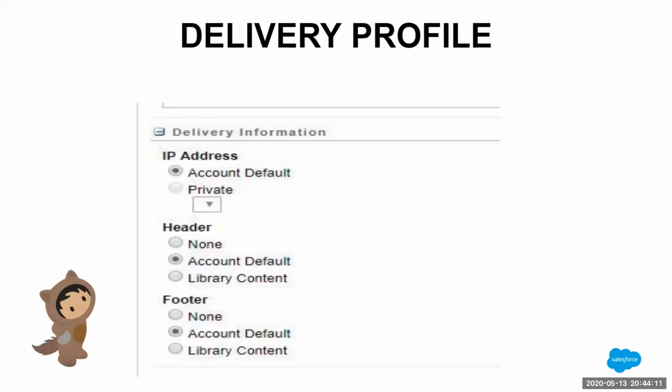Coming forward to delivery profile. Delivery profile consists of three major things: IP address, header, and footer. IP address tracks which IP you are sending from. Is it a private IP you want to send from, or an account default IP? And what is the header and footer that you would like to define for your email send? As it comes under send definition, you are defining your email send. So the delivery profile covers these three major things.